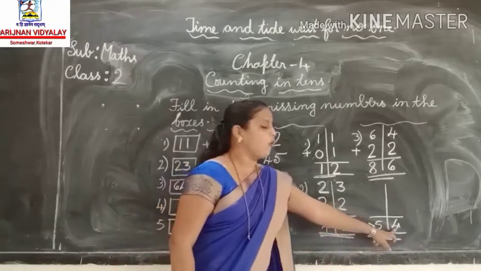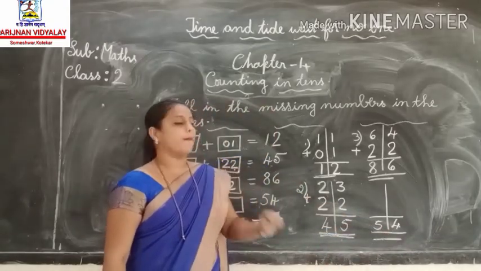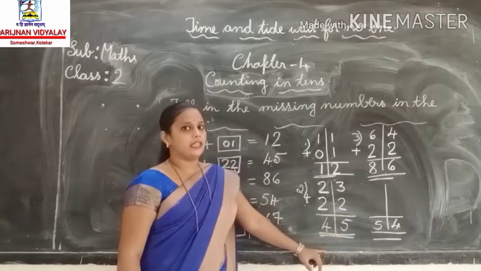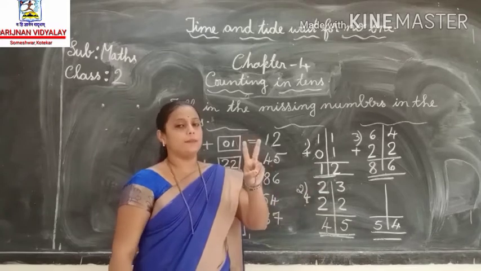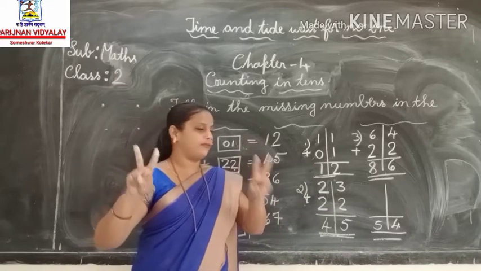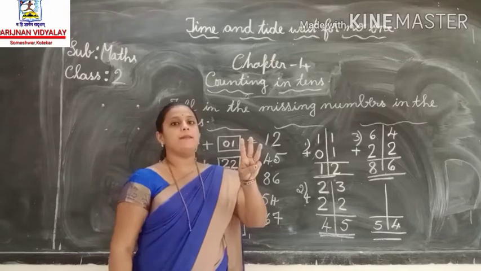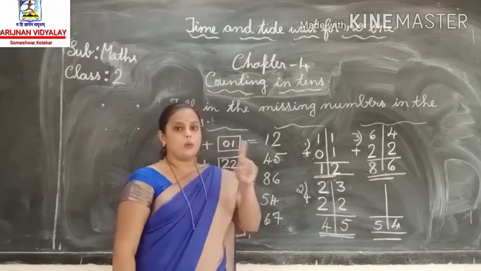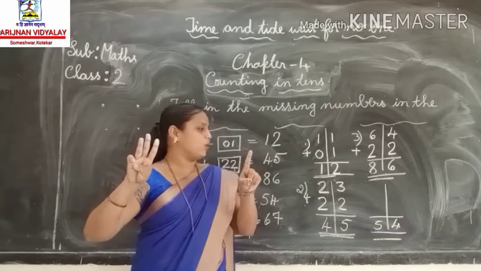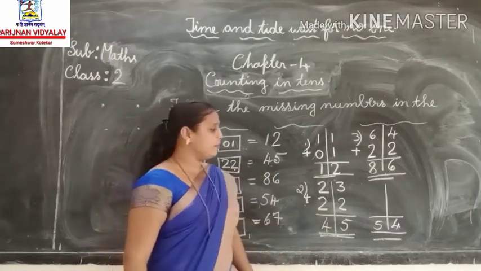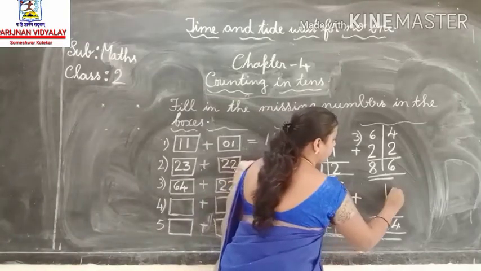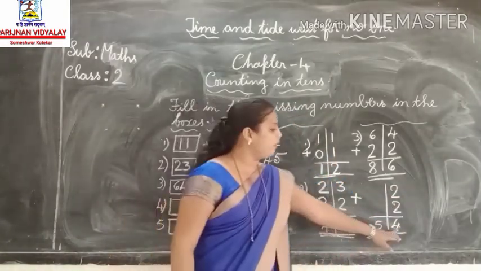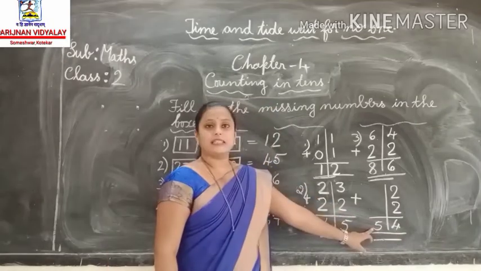Here it is 4. Can you tell me which are the two numbers you are going to take to get the answer 4? Yes, you can take 2 plus 2 is equal to 4, or 3 plus 1 is equal to 4, or 1 plus 3 is equal to 4. Here I am going to take 2 plus 2 is equal to 4. Correct?